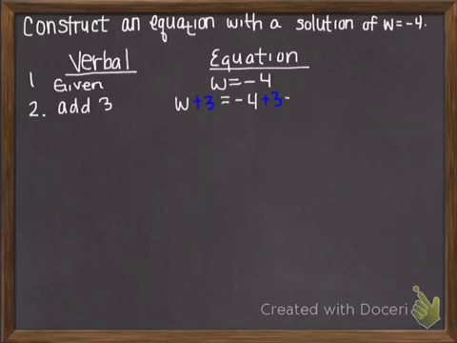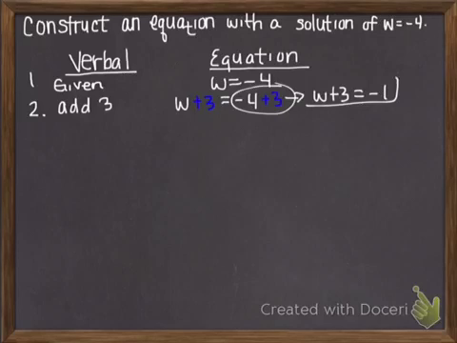The resulting equation will be w plus 3 on the left side, because I can't simplify any further than that, but equals -1 on the right side, because I can combine the -4 plus the 3. So here's where I am now. All right, let's do another step.